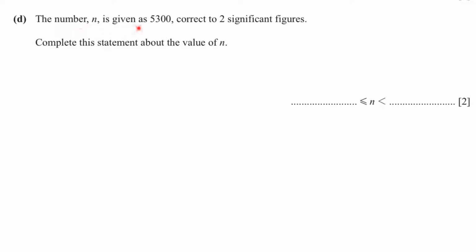Part D, the number n is given as 5300, correct to two significant figures. Complete the statement about the value of n. So we have to find the lower bound and the upper bound. Two significant figures is here, so we are basically rounding it to the nearest 100. Divided by 2, you will get 50. So one time add 50 and one time subtract 50. 5300 subtract 50 will give you 5250. When you add 50, you will get 5350.